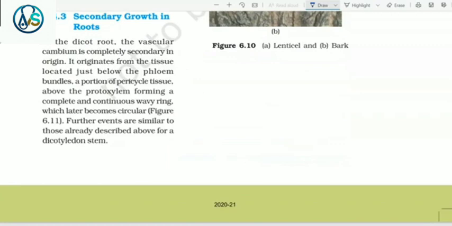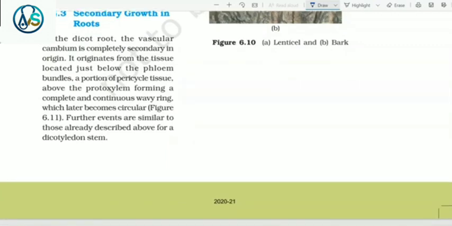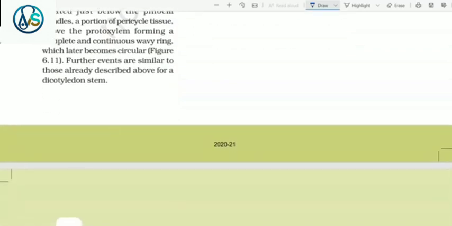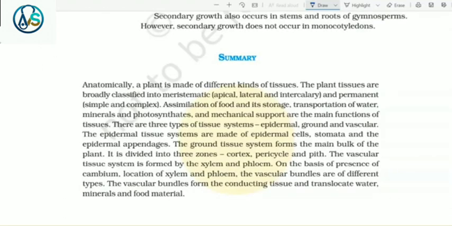6.4.3 Secondary growth in roots. In the dicot root, the vascular cambium is completely secondary in origin. It originates from the tissue located just below the phloem bundles, and a portion of pericycle tissue above the protoxylem, forming a complete and continuous wavy ring which later becomes circular. Further events are similar to those already described above for dicotyledon stem. Secondary growth also occurs in stems and roots of gymnosperms. However, secondary growth does not occur in monocotyledons.